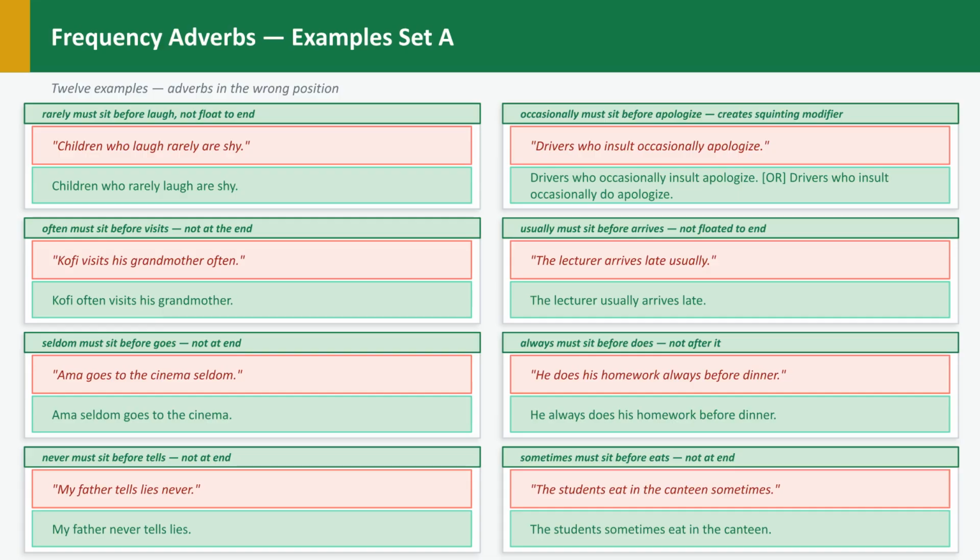Rule 1. Before the main verb. Rule 2. After forms of to be. Rule 3. Between the auxiliary and main verb. Rule 4. Generally never at the end.